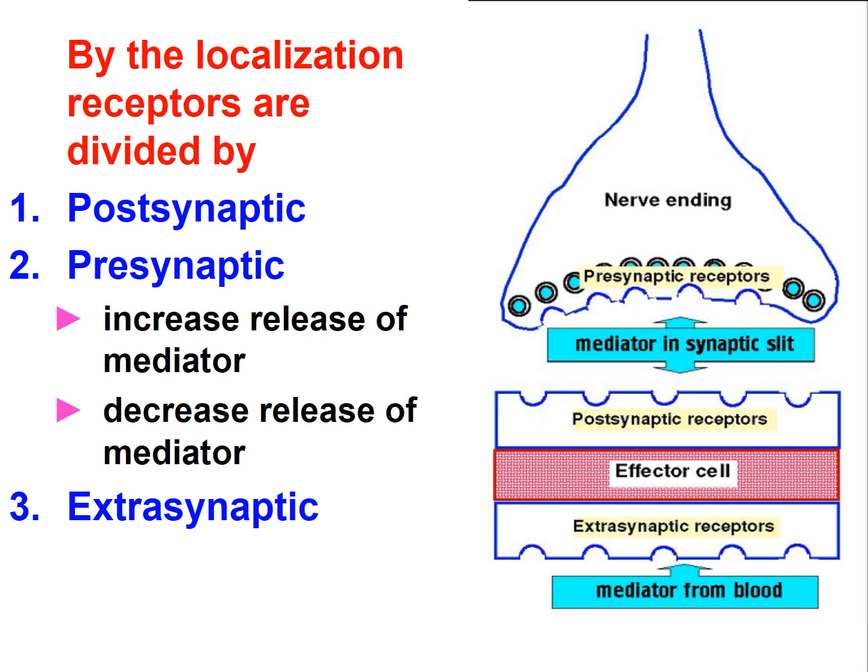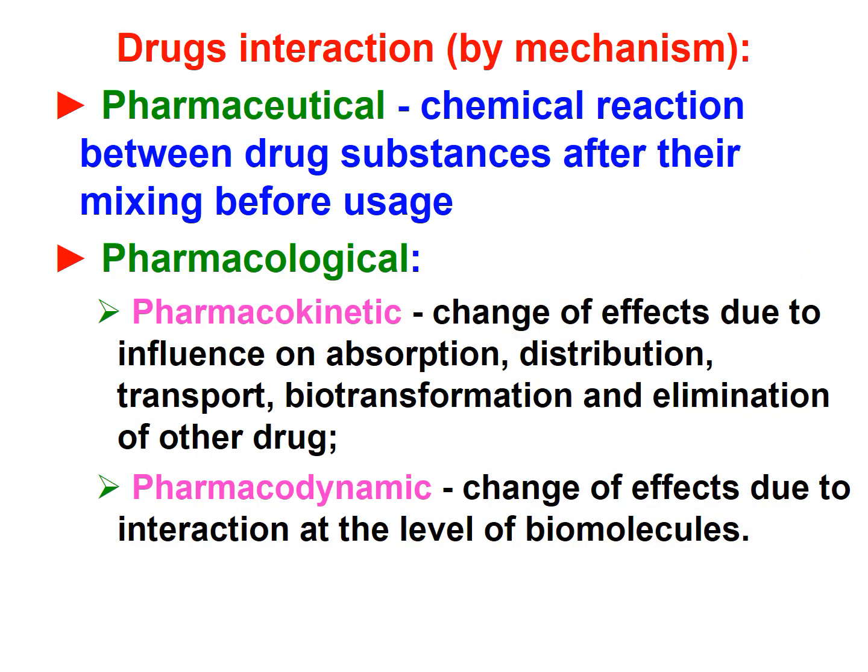By the localization, all receptors can be classified into postsynaptic, which are located on the postsynaptic membrane, presynaptic receptors that can modulate release of neurotransmitter into the synaptic cleft, and extrasynaptic receptors which are located outside of the synapses.